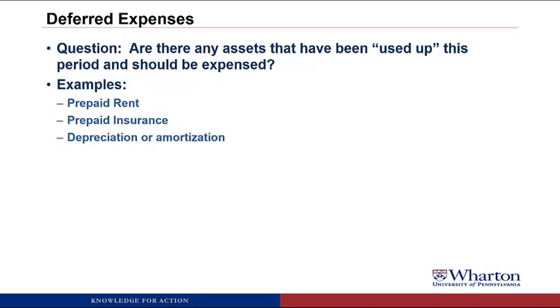But let's think of something like prepaid rent. We've paid cash in advance of occupying the space, so we create an asset called prepaid rent. But then as time goes by and we've occupied the space, we have to recognize the cost of the rent for the time that we've occupied the space. So we're going to do an adjusting journal entry where we debit an expense to recognize the cost of the rent that's been used up over time, and we're going to credit the prepaid asset to reduce the balance to how much is still prepaid, if any, at the end of the year.